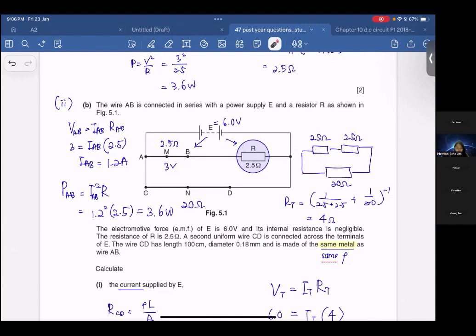Okay, dear, last question. The potential difference between the midpoint of wire AB and the midpoint of CD. They want this voltage difference. Can you count?